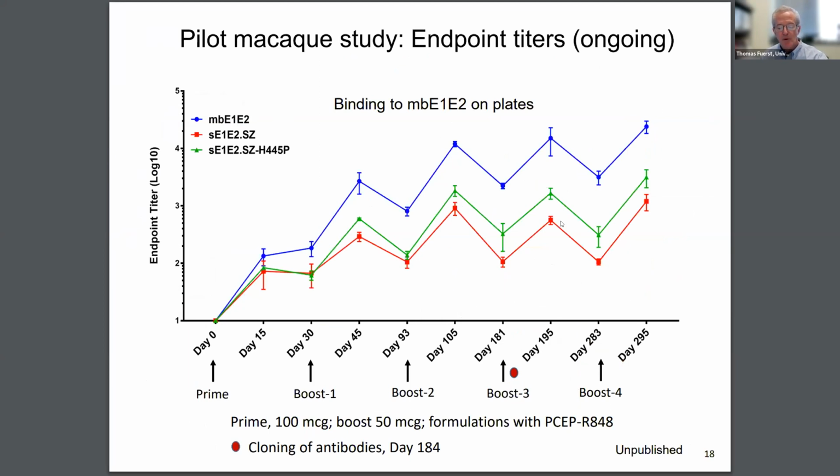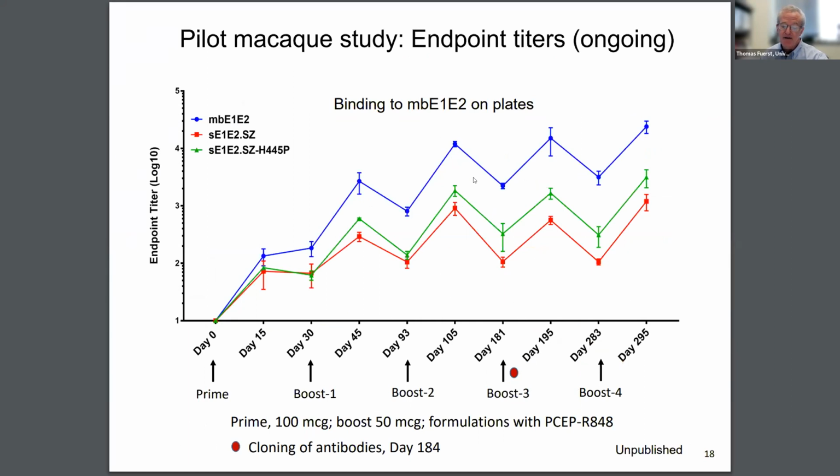This slide shows the endpoint titers over the course of 295 days, in which we see a typical sawtooth pattern of titers after each injection as a function of time. The membrane-bound E1E2 immunized macaques, the blue line, had overall higher endpoint titers than the secreted E1E2 forms, the green and red lines, when tested for binding to membrane-bound E1E2 antigen on the plates.